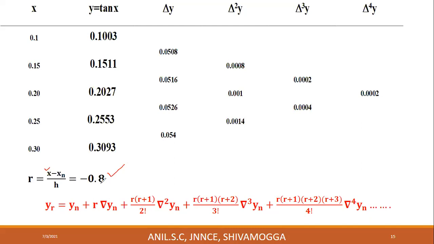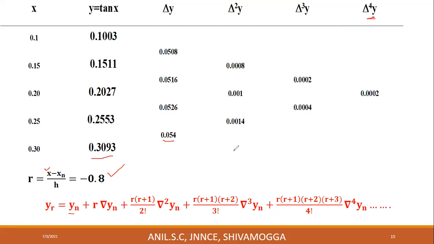Got it? Yes sir, R is minus 0.8. Now write the backward interpolation formula up to fourth difference. Yn is 0.3093. R is minus 0.8 into del Yn. Del Yn is 0.054. R into R plus 1, R is minus 0.8. Substitute, divided by 2 factorial, which is 2 itself.